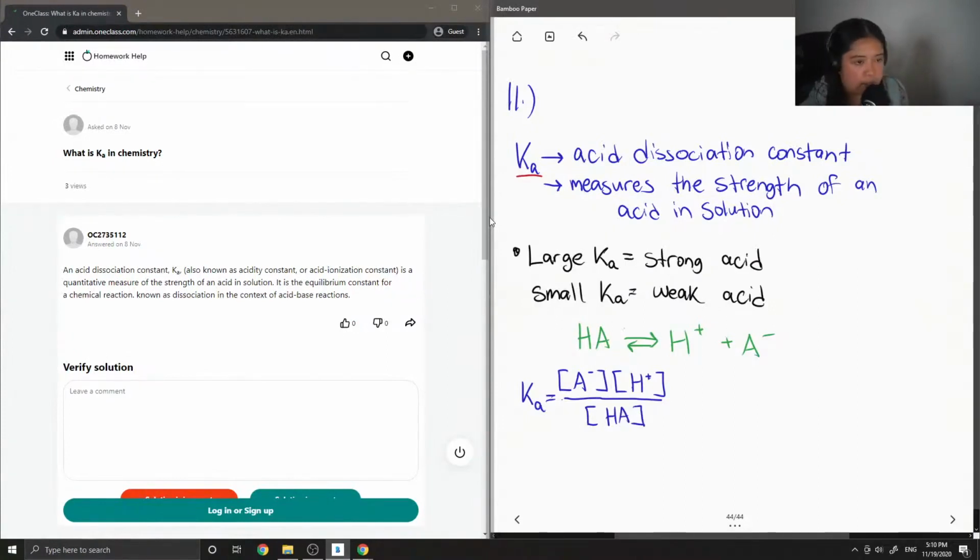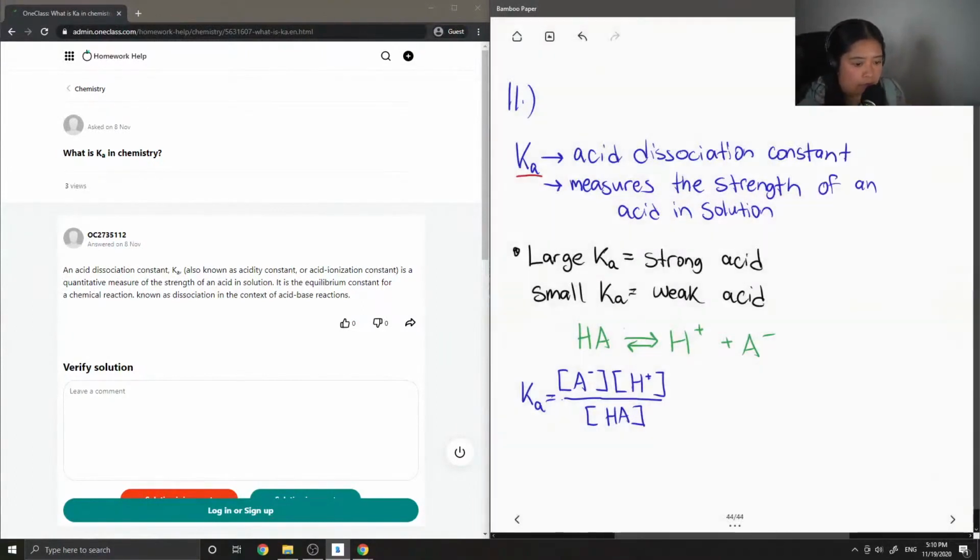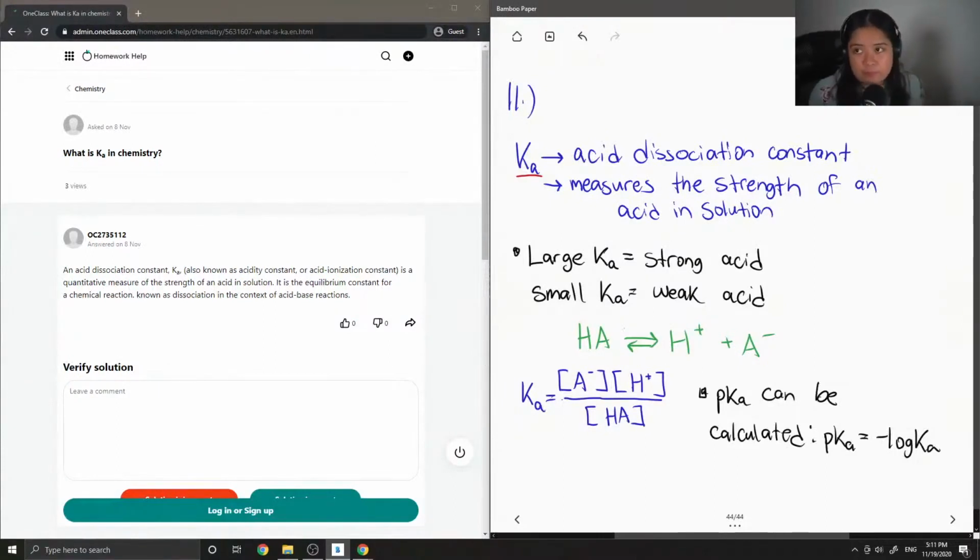Okay, so Ka is also used to calculate for pKa. So to calculate for pKa, it is just pKa is equal to negative log of your Ka value. So this gives us a value that we can compare with the pH of a solution. So the smaller the pKa you have, the stronger acid you have. The larger pKa you have, the weaker acid you have.